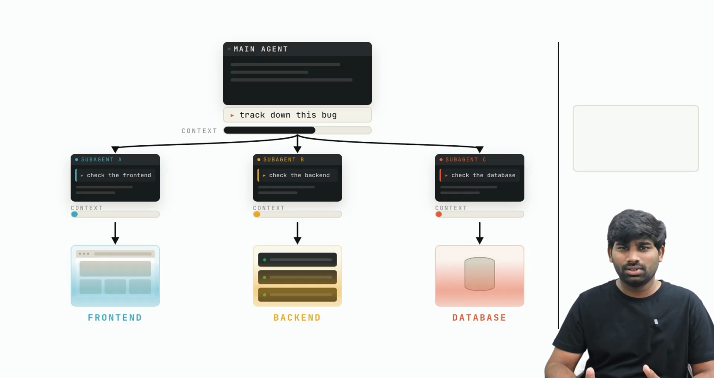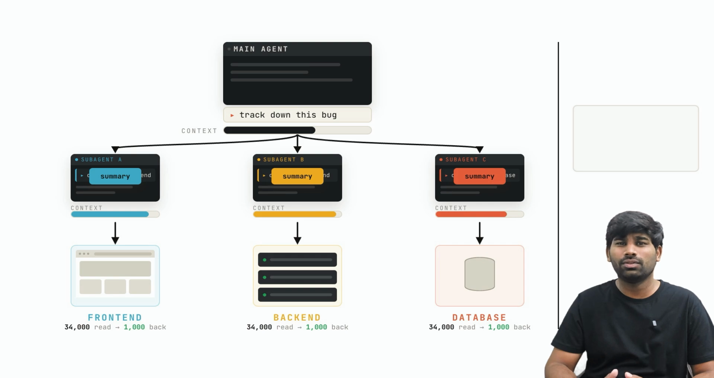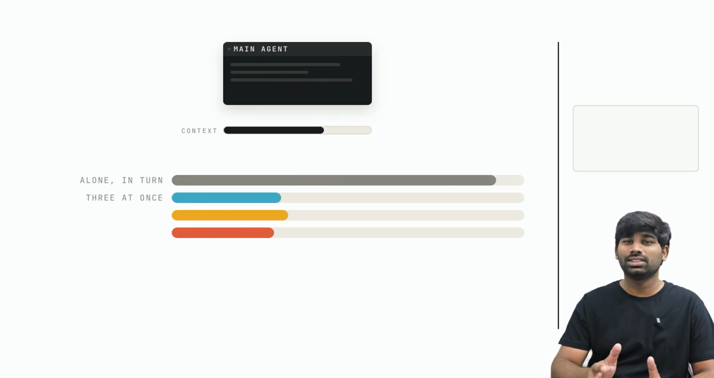Each explores on its own, then hands back a short summary. Here's what I found. Maybe thousands of words instead of the tens of thousands it actually read through. The main agent gets a clean summary, stays focused, and it's faster because they all ran at once. That's the trick. Split the work, keep each piece's context clean, and bring back only what matters.